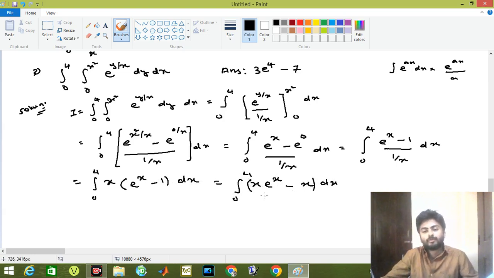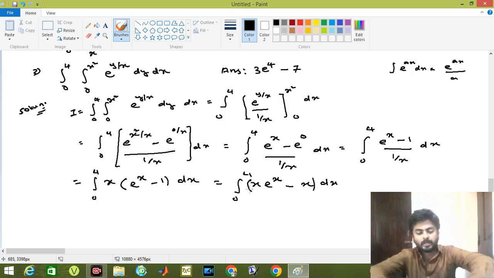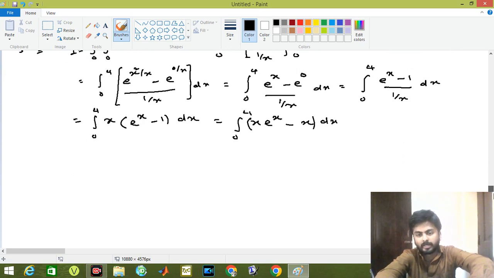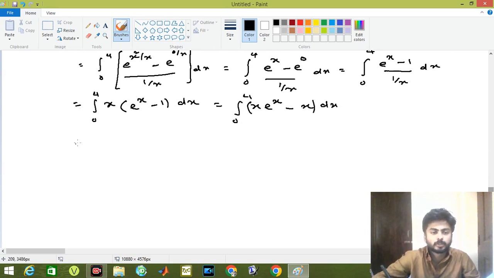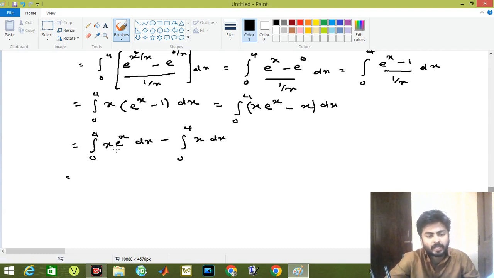So for the first part, it can be separated into two parts, or it can be solved as it is. For easiness, I am going to split it as the integral from 0 to 4 of x e power x dx minus the integral from 0 to 4 of x dx. Okay, so here I am having x e power x.